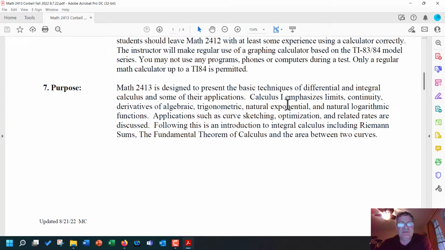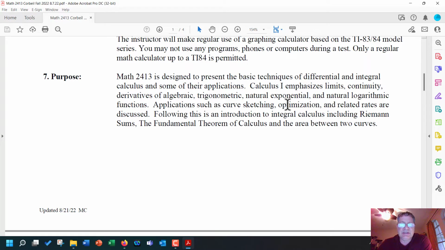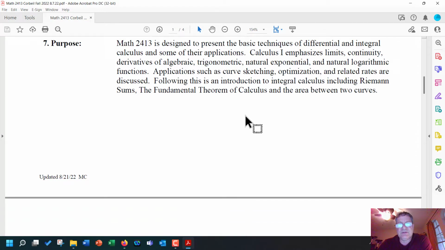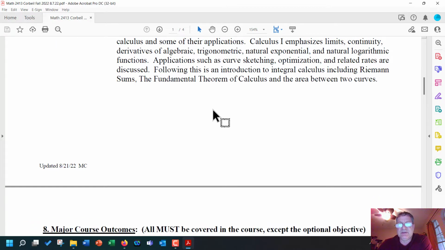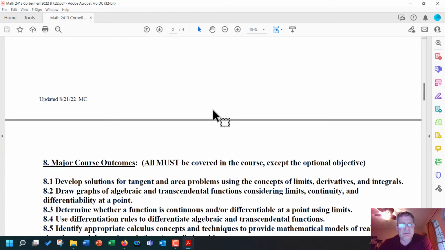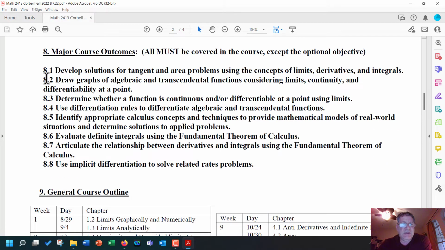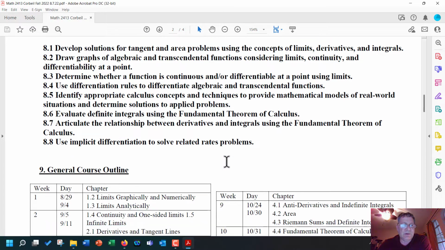Math 2413 is really just about differential integral calculus. You can read that out here. Limits, continuity, derivatives, trig, applications, curve sketching, optimization, integral, Riemann sums, fundamental theorem of calculus, area between two curves. The direct major outcomes are right here, 8.1 through 8.8. You can read all of that, but that's basically the material that we must cover in this course, and we will cover in this course.